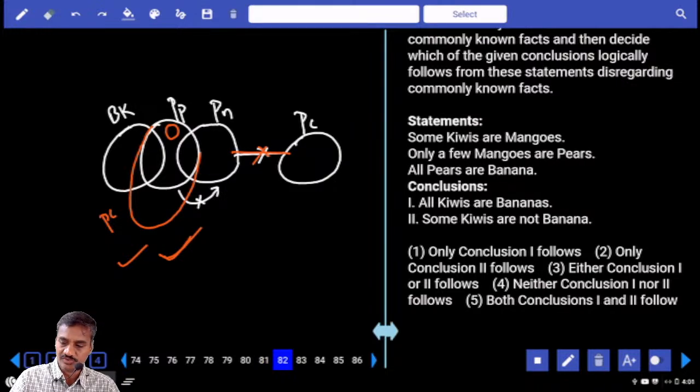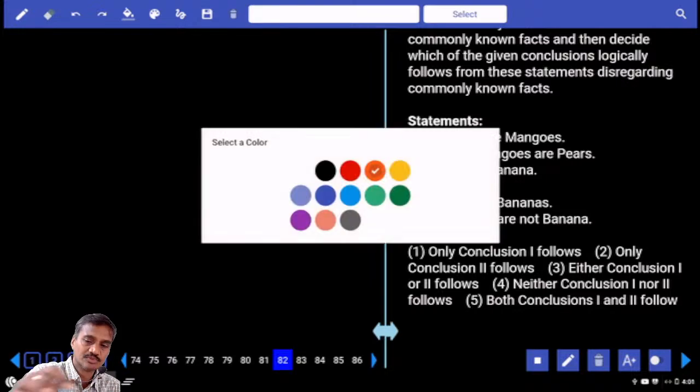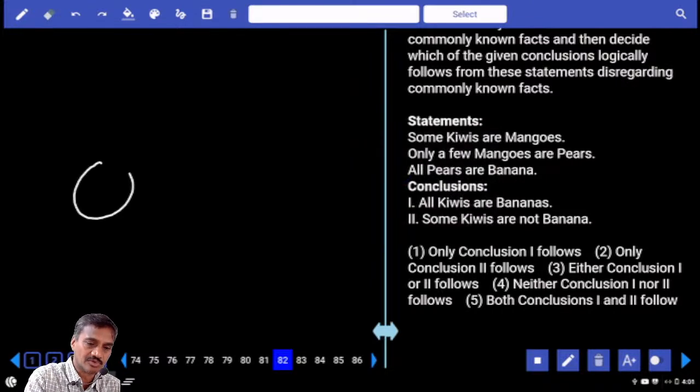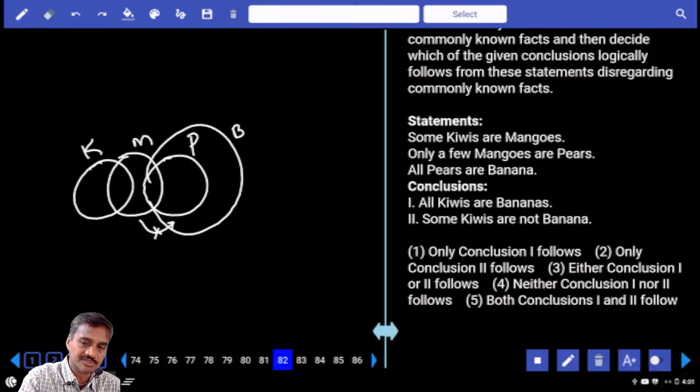The next one, 82. Some kiwis are mangoes. Some of the kiwis are mangoes can be written like this. These are the kiwis that are mangoes. And only a few mangoes are pears. Only some mangoes are pears but not all. And all these pears are bananas. This entire pear is a part of this banana.